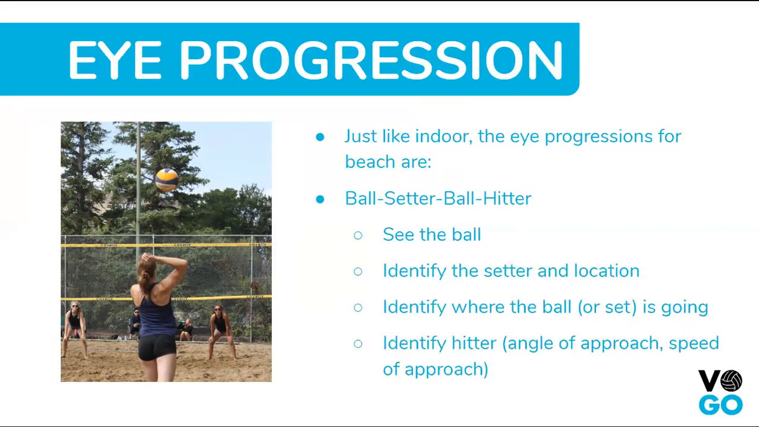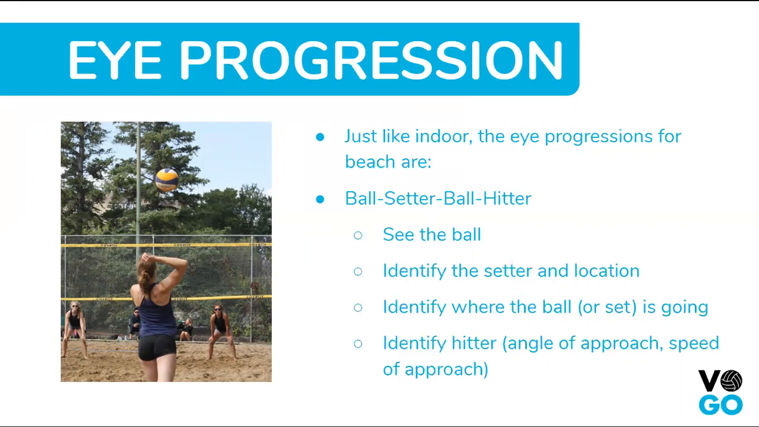From there, we're going to identify the setter and the setter's location. The reason why this step is a little bit different than in indoor is in beach, we have to keep the idea that the setter might attack the ball in the second contact. So we really have to be vigilant as a blocker, staying in between our hitter and the setter at that point so that we're able to either take a step and block the setter if they choose to attack it, or take our step after the ball has been set.